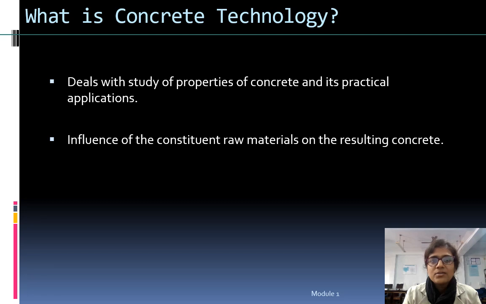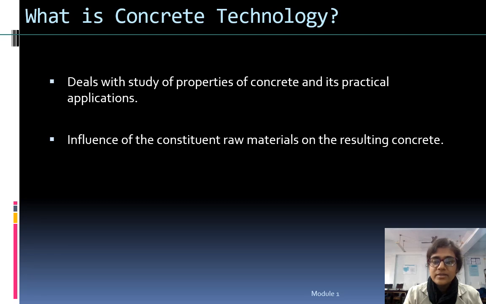Now, what is concrete technology, right? Whatever areas are related to concrete, like the study of its properties, its applications, all of this comes under the term concrete technology.